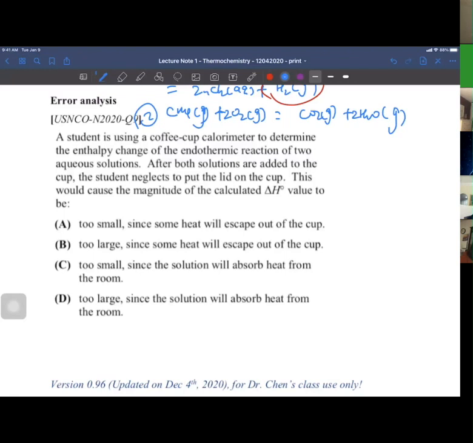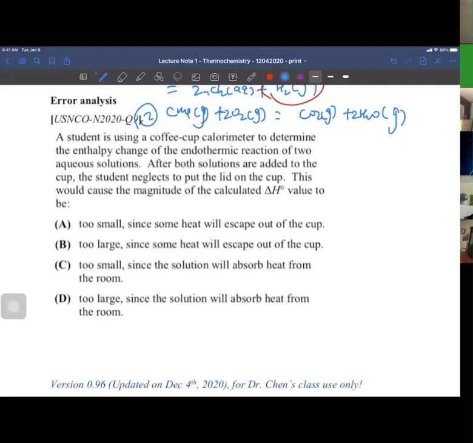Very interesting, right? 7 students out of 14 chose C. C actually is the correct answer. Why? Because the question is asking about neglecting to put a lid. If the student forgot to do this, the heat will be absorbed from the air, from the environment to the system, which will reduce the delta T.